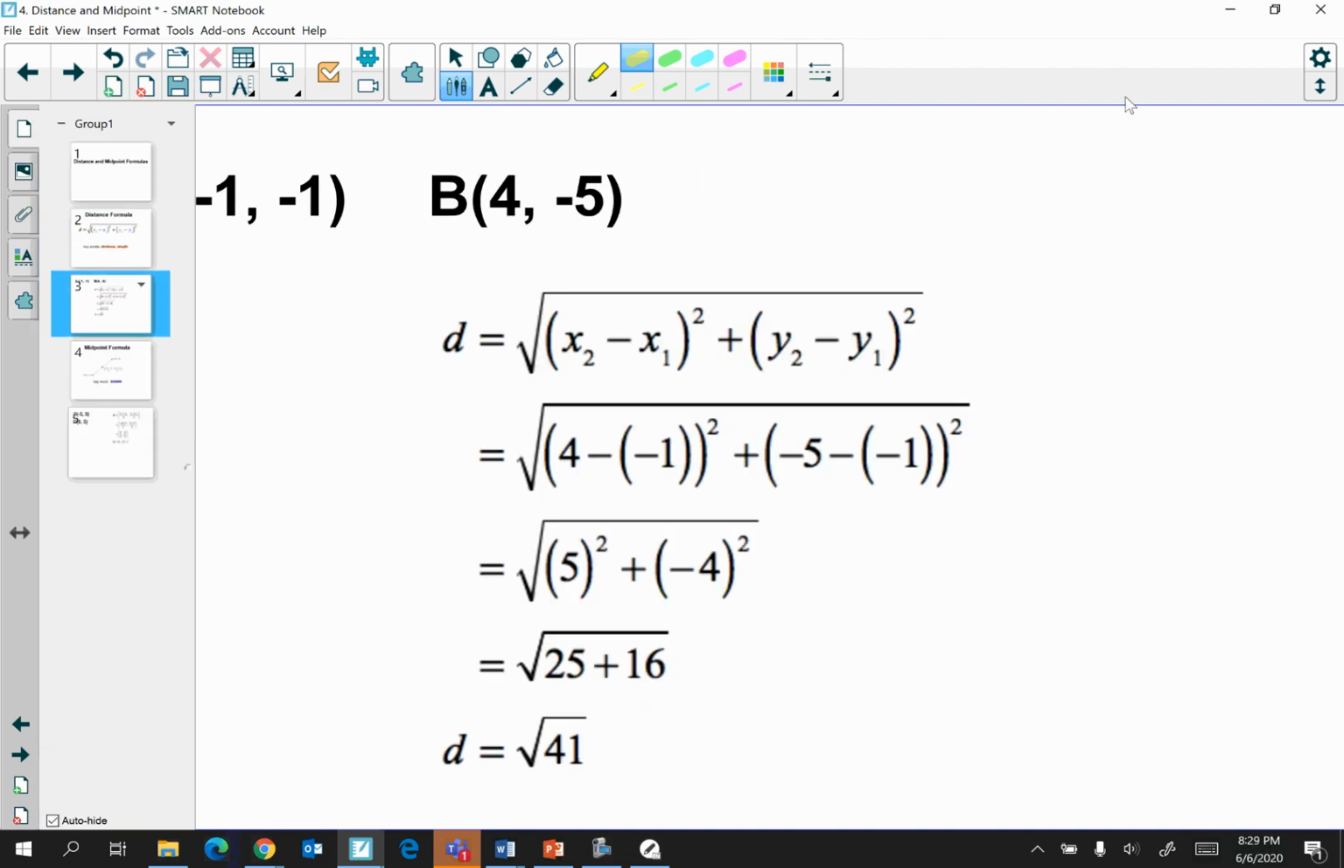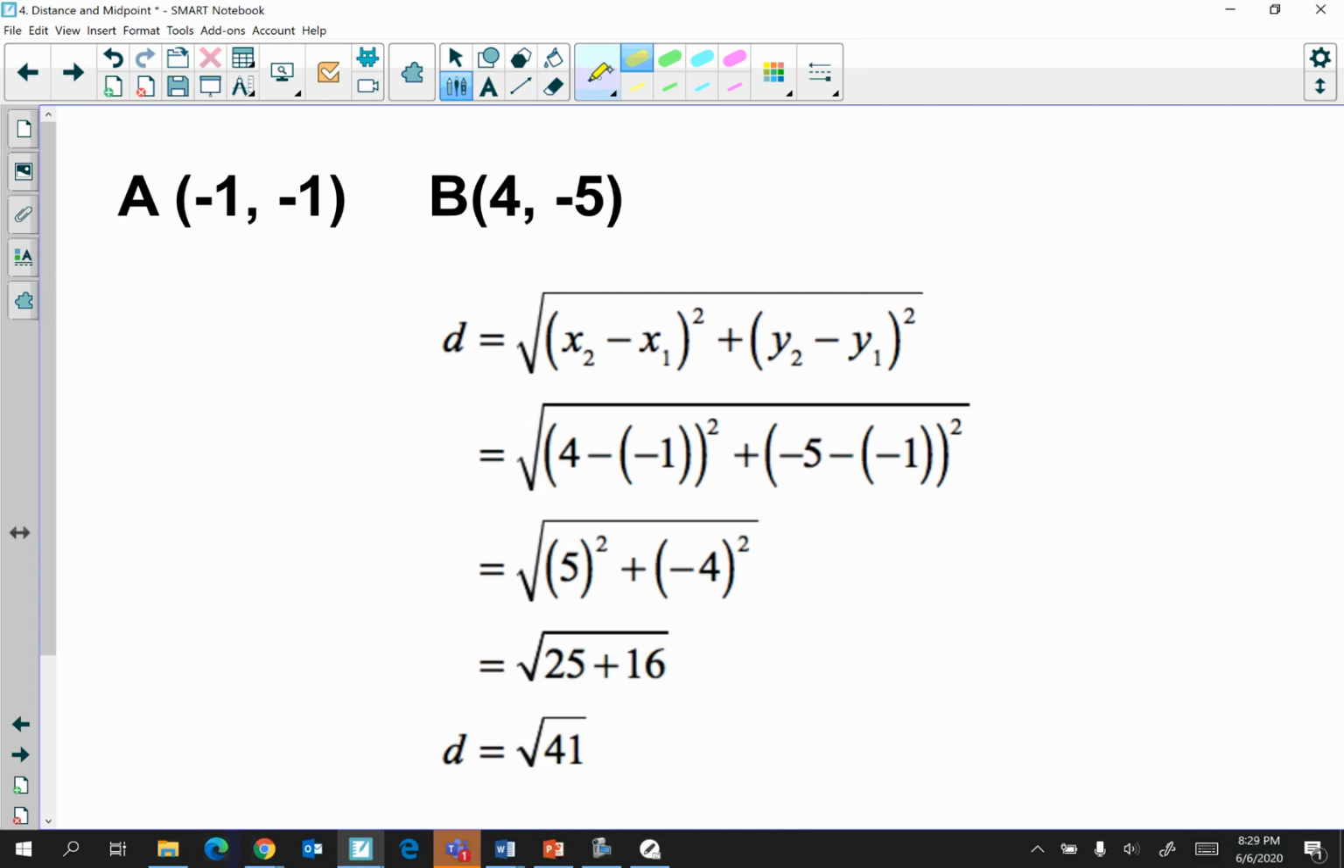Let's take a look at an example. First, we have A, which is (-1, -1), and B, (4, -5). We're given 2 points and we want to find the length of that line segment. So first, let's label x1, y1, and x2, y2. That way, we're able to substitute these values into the formula. Remember, the distance formula is radical (x2 minus x1) squared plus (y2 minus y1) squared.